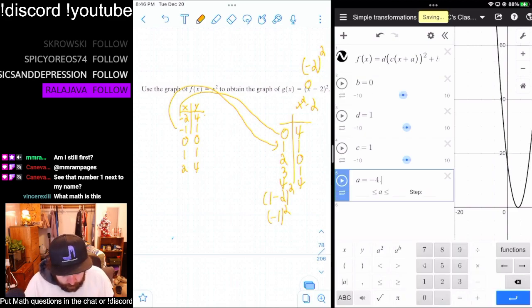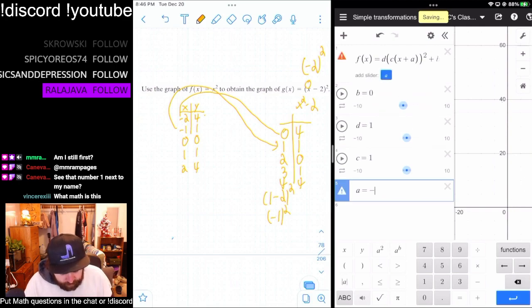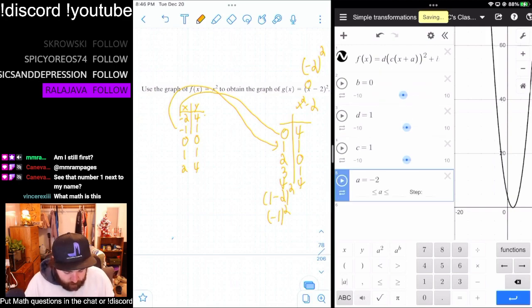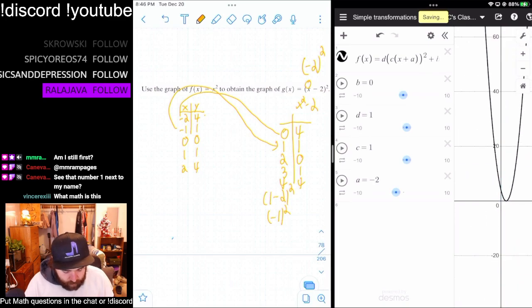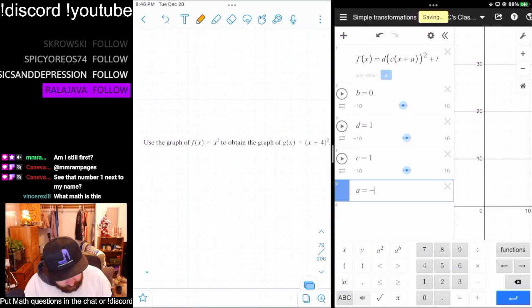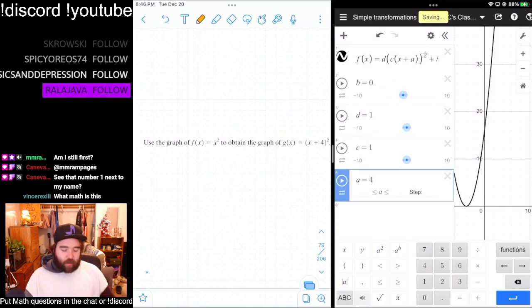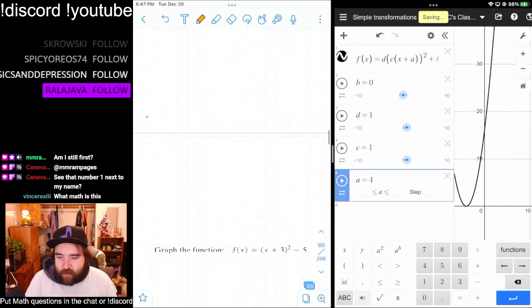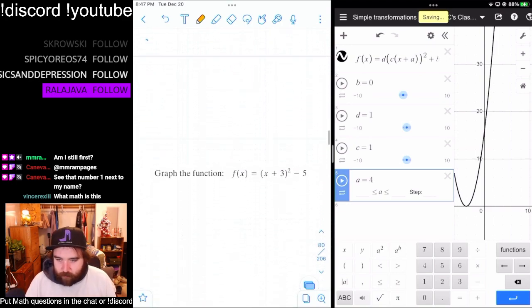And before, this one they wanted it to be negative 2, and we saw that it went 2 on the positive side. For this next one, they want us to make it positive 4, and we see that it goes 4 on the negative side. And that's the whole opposites idea that we just talked about.